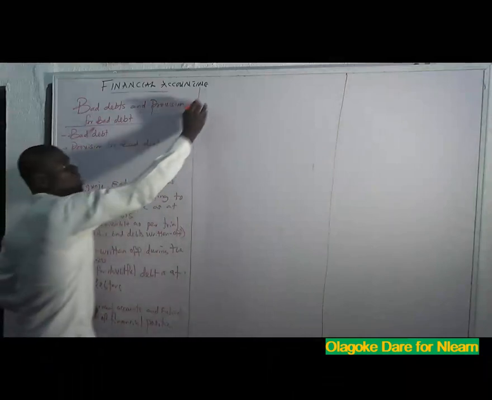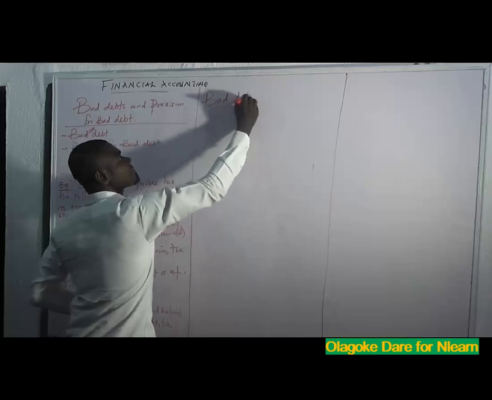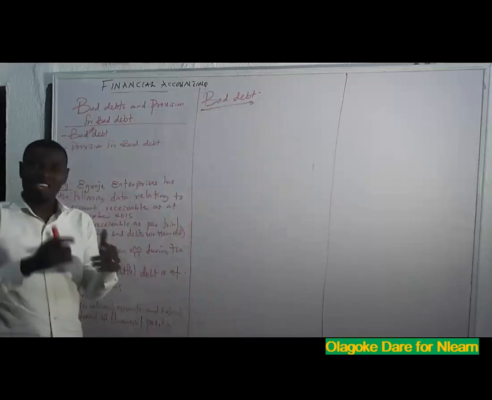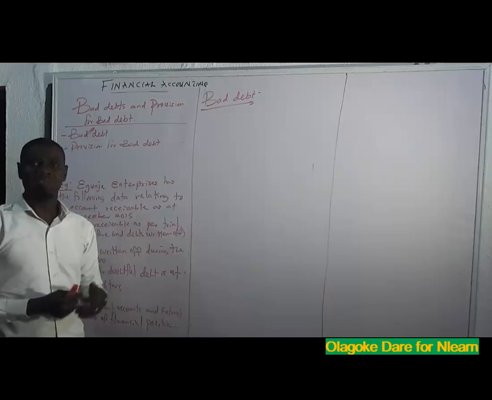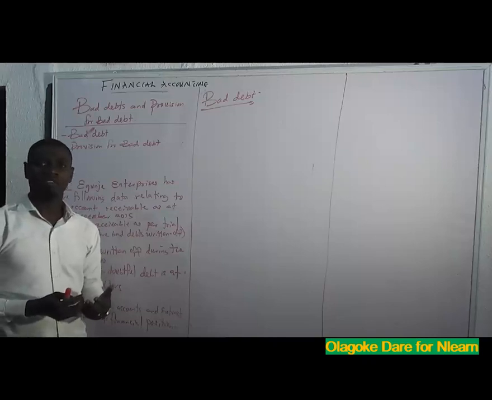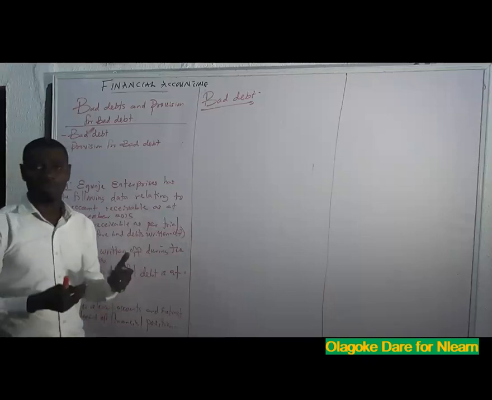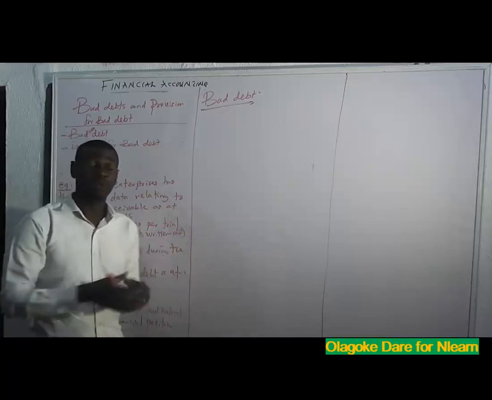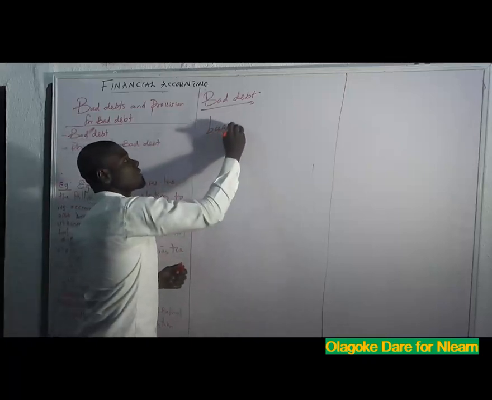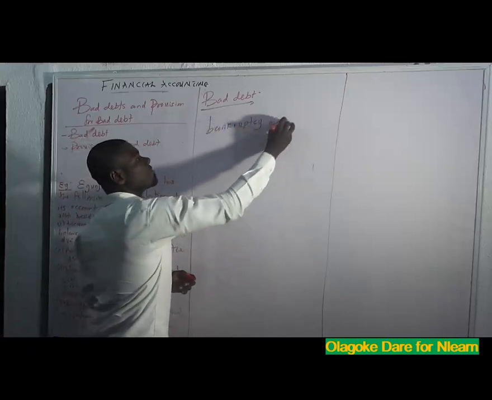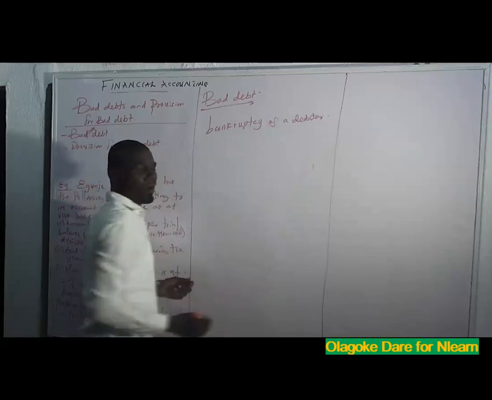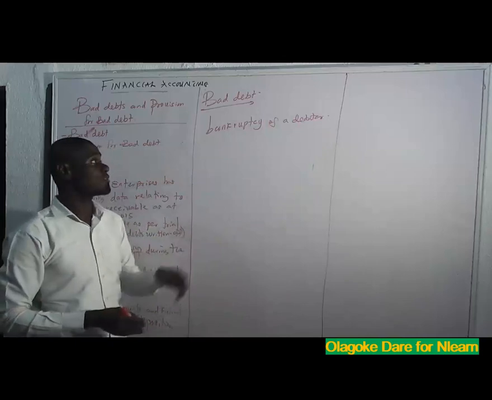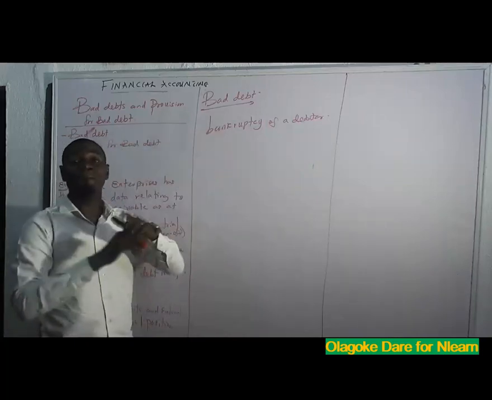The first thing we need to know, what is bad debt? Bad debt is an irrecoverable amount, or irrecoverable debts, that a business organization has to forego because of some reasons. What are the reasons for having irrecoverable debts? It could be as a result of bankruptcy of a debtor. A business organization may not know the whereabouts of its debtor again, and some other factors. So the debt becomes bad.